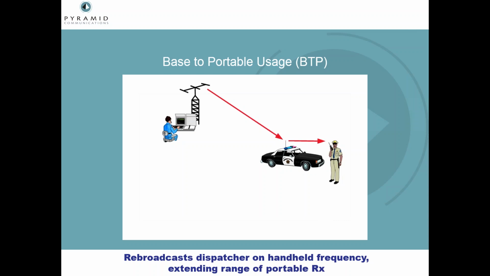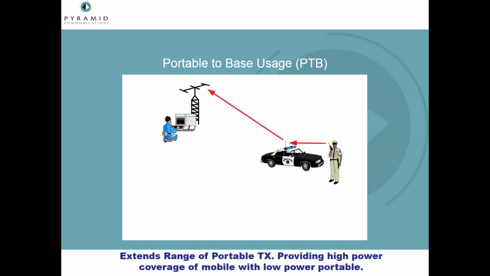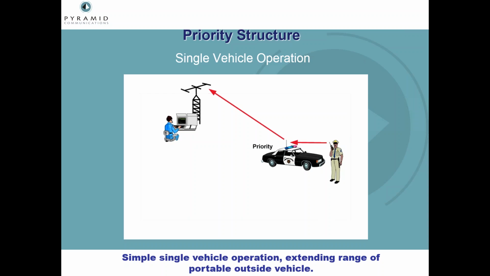Okay, so the first thing we're going to do is just establish a few terms. Now, BTP, or base to portable usage, is the traffic that's coming from your base, aka your dispatcher or other people on the radio network, out to the portable radio network. The vehicular repeater is a bidirectional device, so it's actually repeating traffic from your dispatch system out to your portable radios and in the other direction, which we would call portable to base, or PTB, from your portable radios back out to the network infrastructure. Okay, and we're going to use those terms a couple times through the presentation.